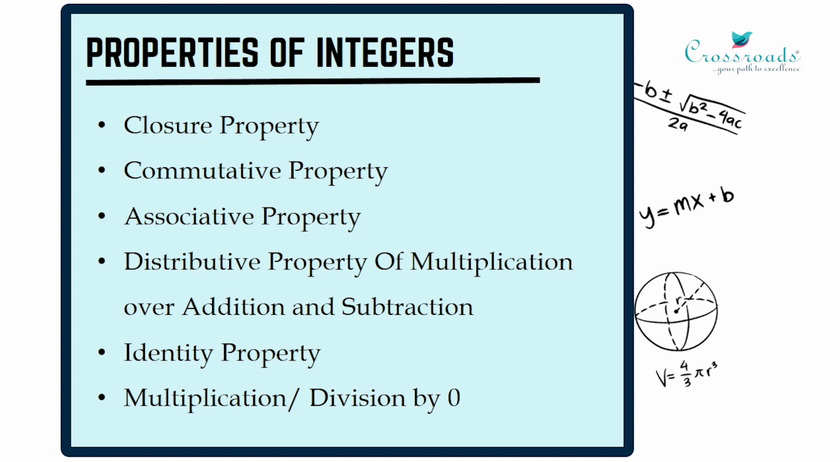Going further, multiplication or division by 0. When any number is multiplied by 0, the product is 0. When we try to do division of 0 by any integer, the resultant answer is going to be 0. Right? When any number is multiplied by 0, the resultant answer is 0. When we divide 0 by any integer, the resultant quotient is going to be 0. That is the multiplication or division property of 0.